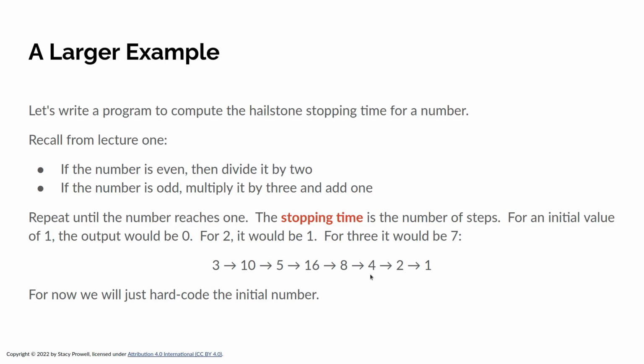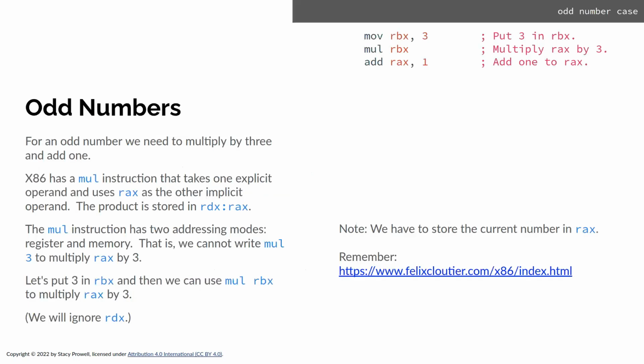So for example, the stopping time for an initial value of 3 turns out to be 7, right? 3 is odd. 3 times 3 is 9, plus 1 is 10, which is even. Gives us 5. Times 3 plus 1 is 16. Divided by 2 is 8, then 4, then 2, then 1. There's 1, 2, 3, 4, 5, 6, 7 arrows. There's 7 steps. And so the stopping time for 3 is 7. And so let's write some code that computes the stopping time of a number. We're not going to deal with reading and writing stuff. We're not going to deal with the arguments. We'll just hard code the numbers for now.